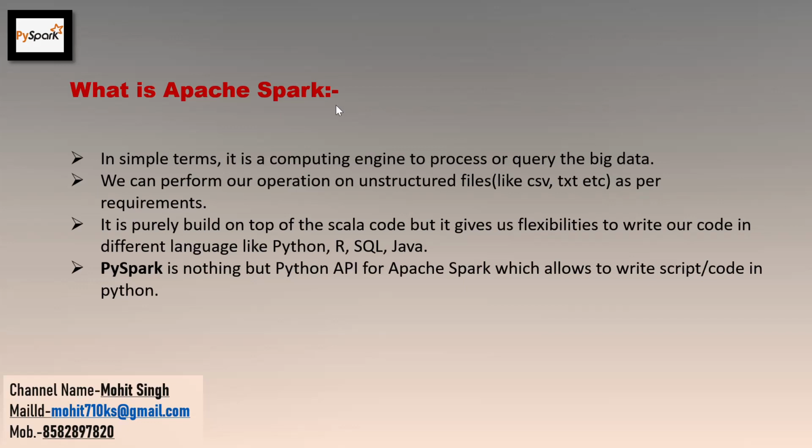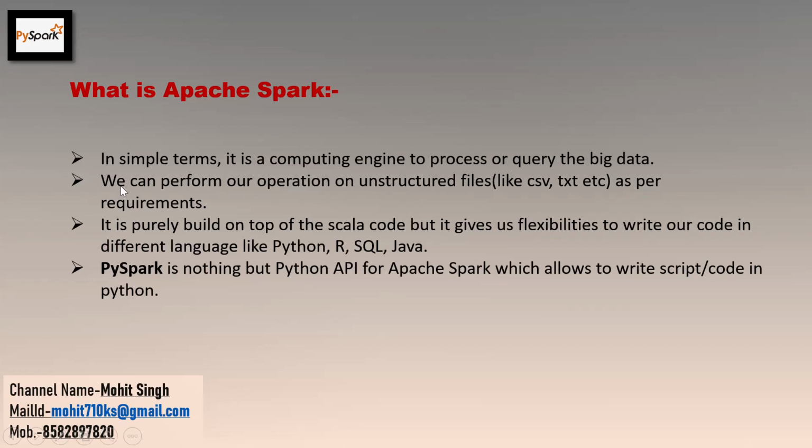So big data, in simple terms, is nothing but the components with three V's. The first V is velocity, the second V is volume, and the third V is variety. When the combination of these comes into the picture, that will be considered as big data. And in order to process that kind of data, Apache Spark is used. So that was the meaning of the first line: this is nothing but a computing engine to process or query big data. And we have understood what is big data and how it differs from normal data.